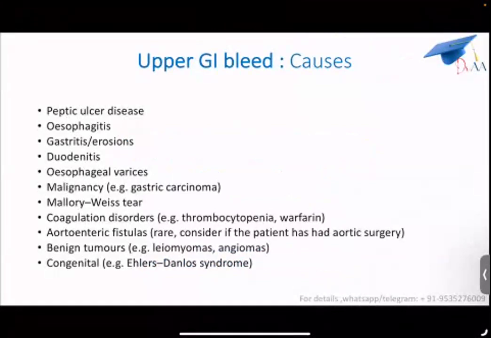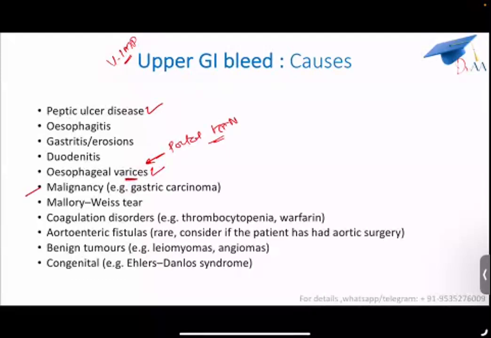First thing very important in gastroenterology is upper GI bleed. They tend to ask one question from upper GI bleed in every exam. First, let's see what the causes for upper GI bleed are. As you can see, there are various causes. The important ones are peptic ulcer disease and varices. Varices usually happen because of portal hypertension. We'll talk about this extensively in coming slides.